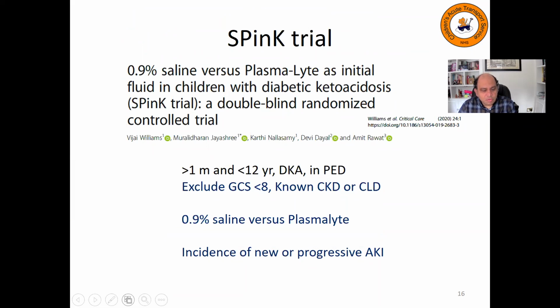So if you just focus on this one quickly, any patient who was over 1 month and under 12 years with DKA was recruited. If they were comatose, they were excluded. If they had known chronic kidney disease or chronic liver disease, they were excluded. Otherwise, they were randomized to 0.9% saline or Plasma-Lyte as their first fluid choice. The primary outcome was incidence of new or progressive acute kidney injury.